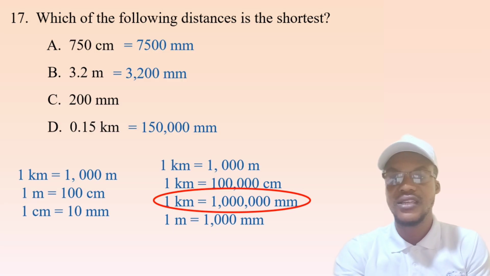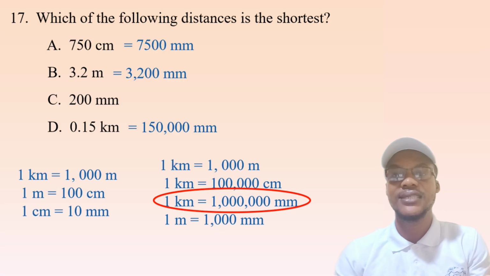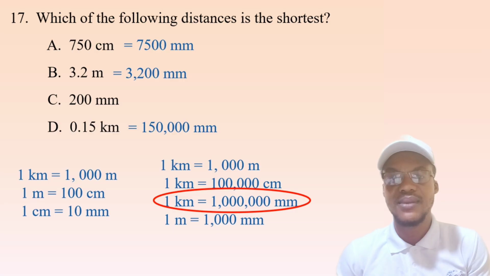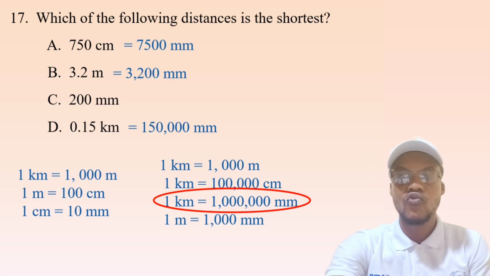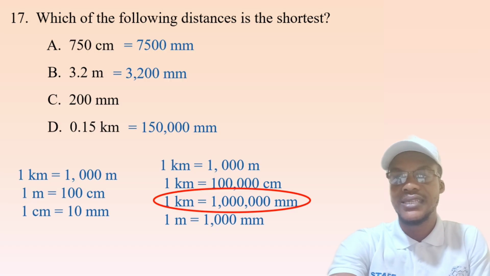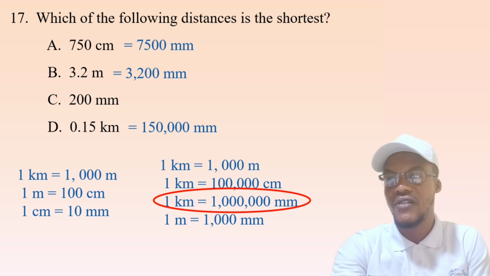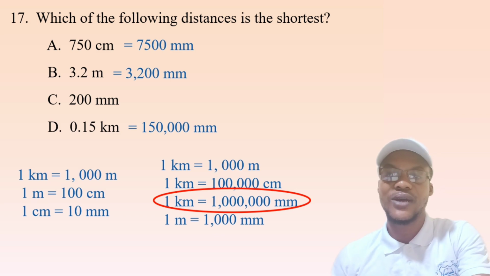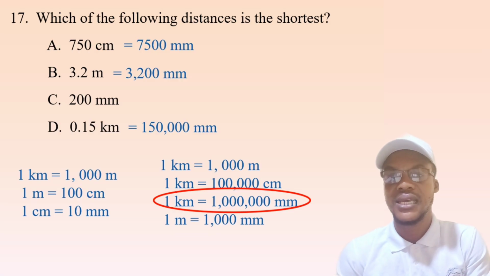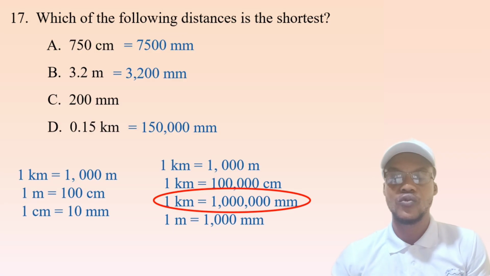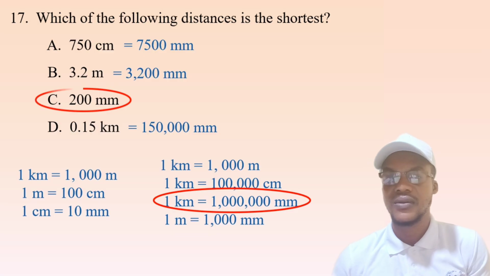So looking at these values, it is obvious that C, which is already in millimeters, is the smallest. You see that the 200 is greater than 3.2, and also greater than 0.15. But after the conversion, you realize that it is rather the smallest. So the unit tells whether it is bigger or smaller. Then we can conclude that our answer is C. And that is it.